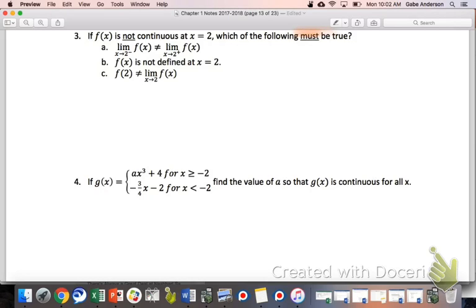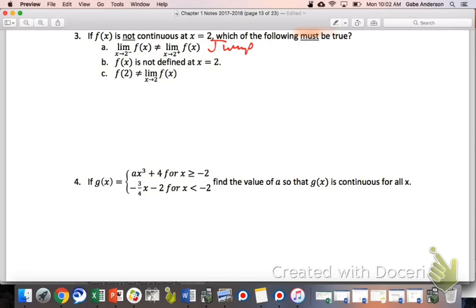So take a look at A, though. If we look at A in terms of what type of discontinuity it would be, it's a jump, right? Because we're saying essentially the left-hand behavior and the right-hand behavior are different. They don't equal each other. And so A is basically expressing a jump.